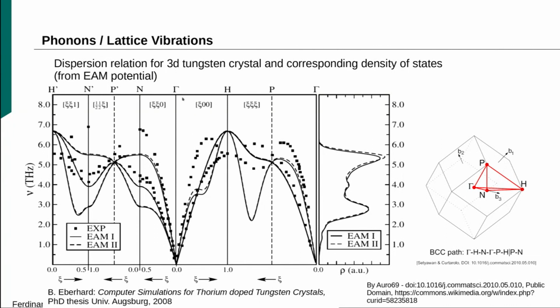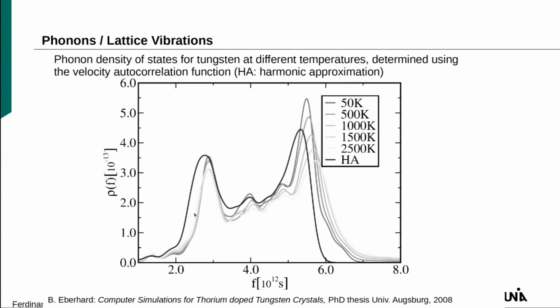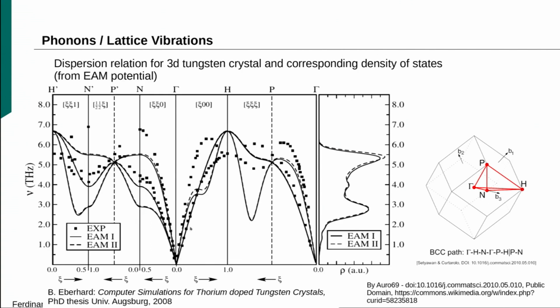So here we see from gamma to H, this is along a 100 direction, the vibrations. You see the frequency is a function of wave vector here. Here is along the 111 direction and 110 direction, and so on. So you just put these different directions one beside the other. That's a typical way people use to visualize these dispersion relations. And I come to this in a moment. No, not in a moment, after lunch.